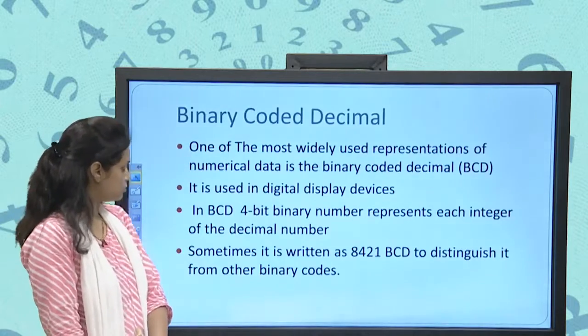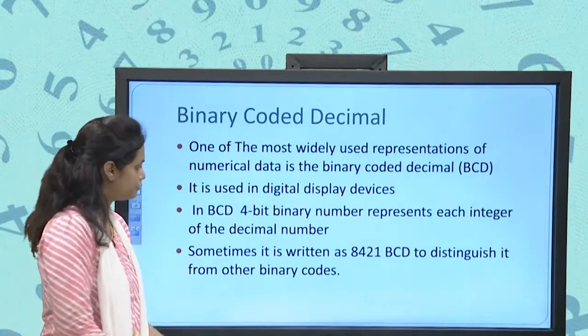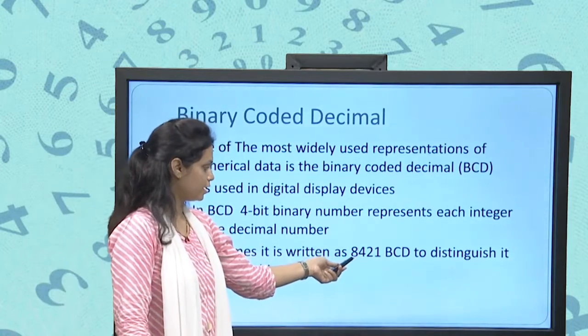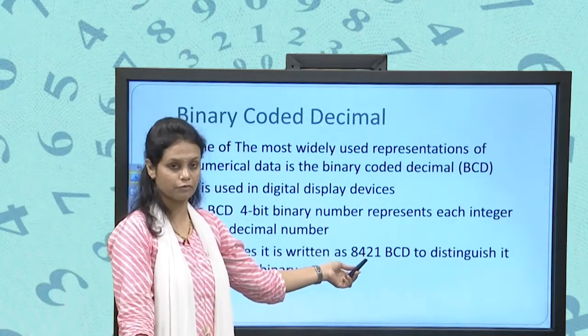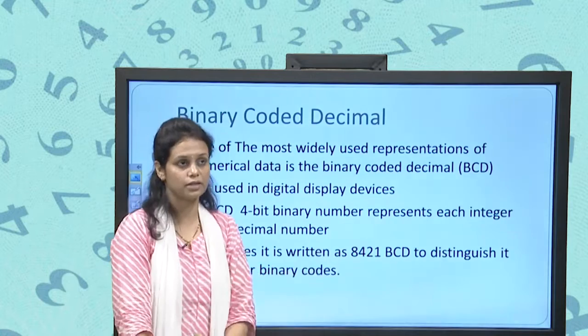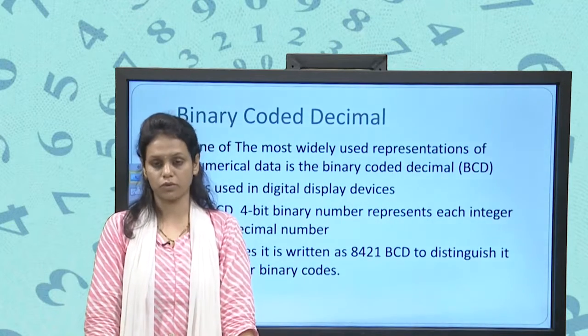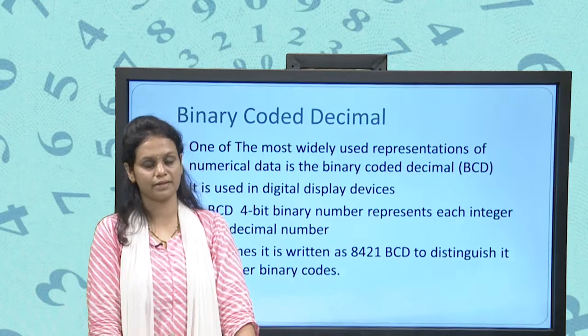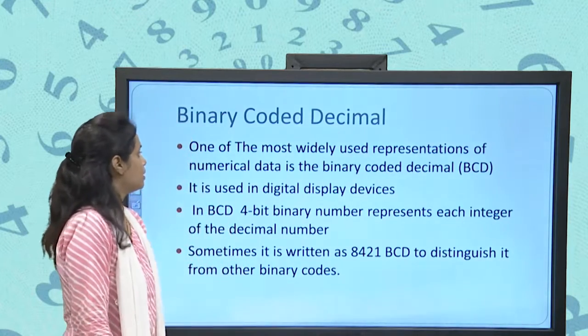Now see, first of all, it is also sometimes written as the 8421 binary coded decimal. Fine. We will write 8421 to distinguish it from the other numbers. Now see, we can also use 4221 in the binary coded decimal. We will see the difference in the next few slides, right.